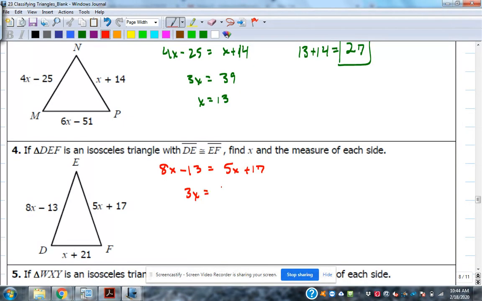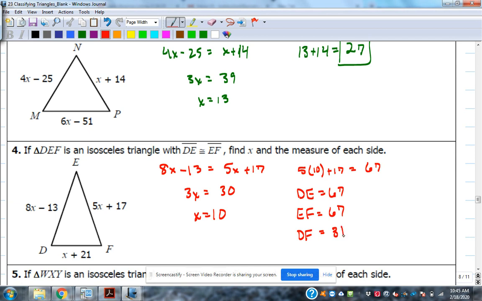It'd be 3x is equal to 30. X is equal to 10. Yeah, so I'm going to plug that into 5 times 10 plus 17, 67. So what sides equal 67? And then we need to find side DF. DF would equal 31. Just plugging that in mentally there. There are side lengths. There's our x.